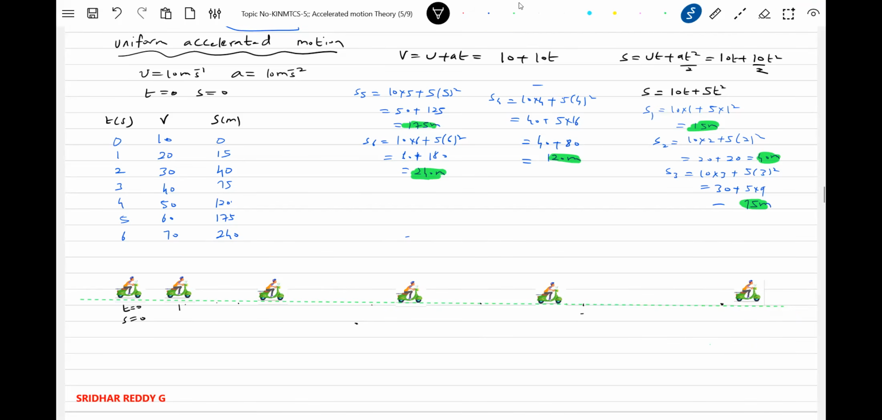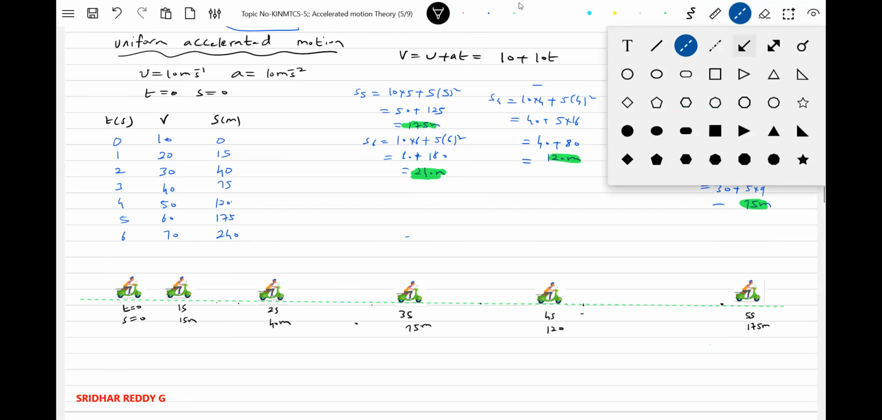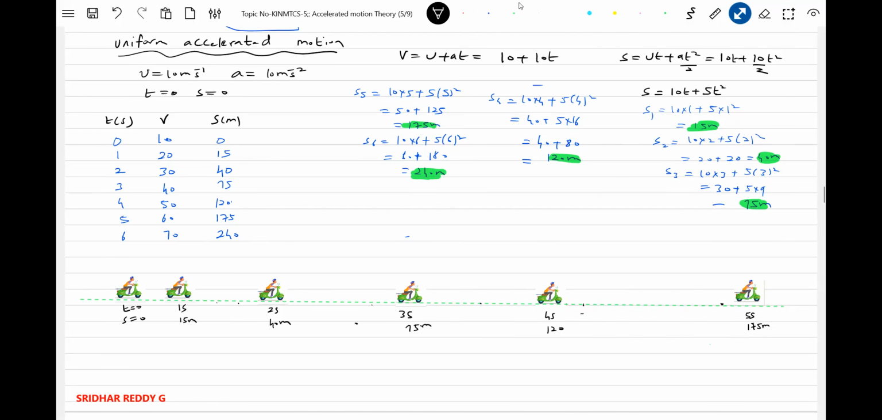T equal to 1 second, it will be at a distance of 15 meters. T equal to 2 seconds, 40 meters. T equal to 3 seconds, 75 meters. T equal to 4 seconds, 120 meters. T equal to 5 seconds, 175 meters. Whatever the distance covered in equal intervals of time, there's a main thing which I wanted to discuss here.